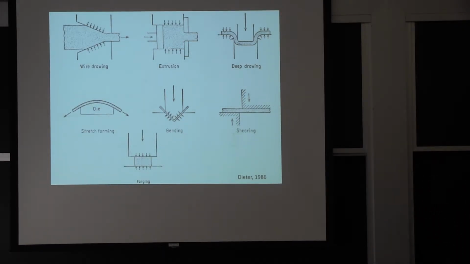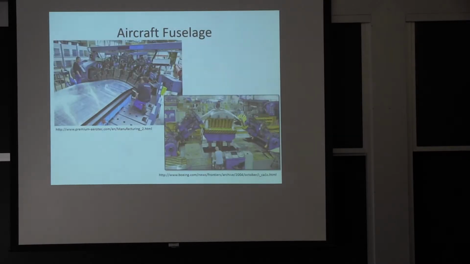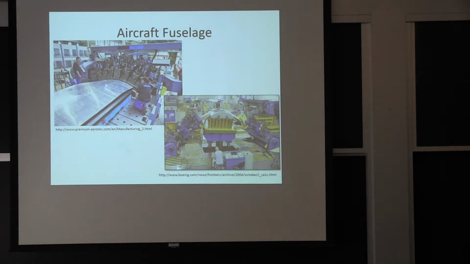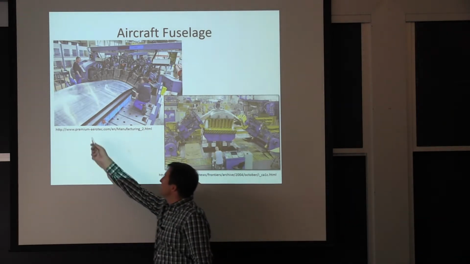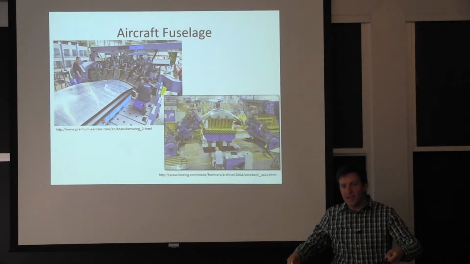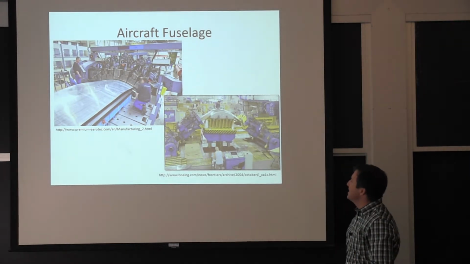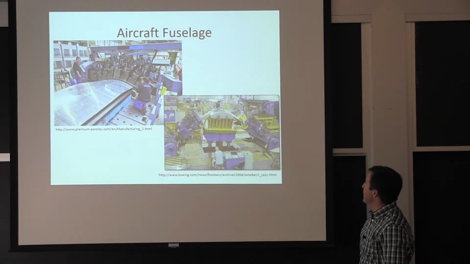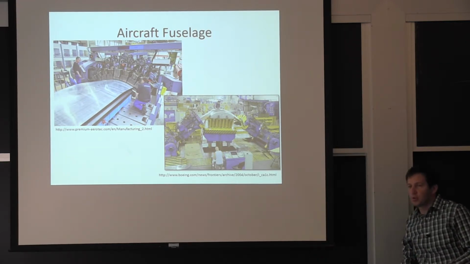The stretch forming is probably something you're less familiar with, so I decided to show you an example that I've seen and dealt with quite a bit. Stretch forming. You essentially grab the sheet of aluminum and you pull on it and you press it against a very predefined shape to make these complex geometries of the aircraft fuselage.